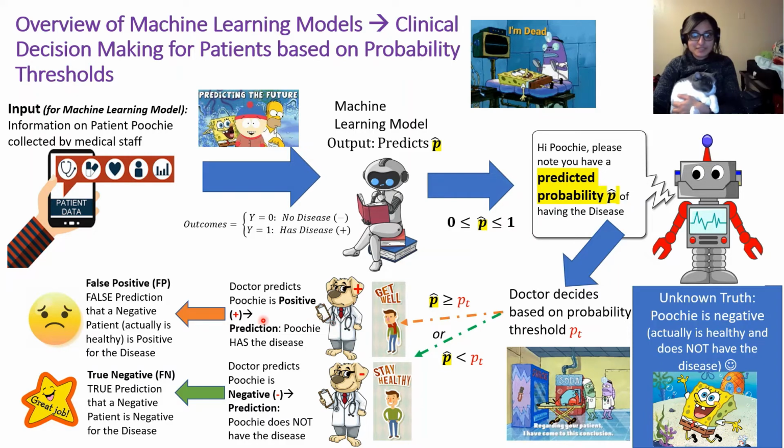So if the doctor predicts that Pucci is positive and has a disease, this would be a false positive, because Pucci actually is healthy and does not have the disease. So the same prediction would be a false positive. Whereas if the doctor had predicted a probability less than the threshold, so predict negative, that you don't have the disease, Pucci, then this is a true negative prediction, because the doctor correctly predicted that a patient who's healthy does not have the disease. So that's good.